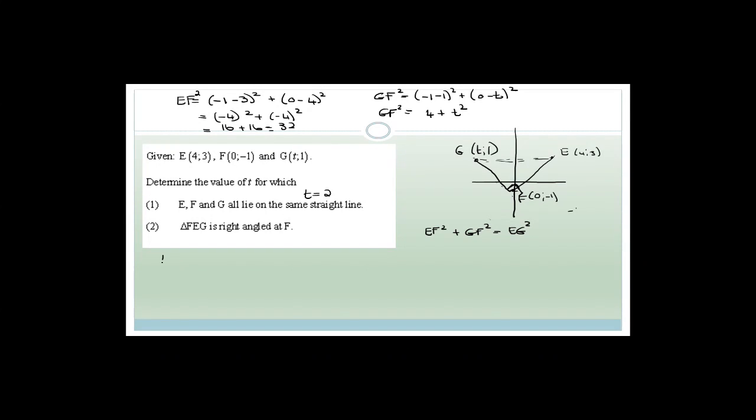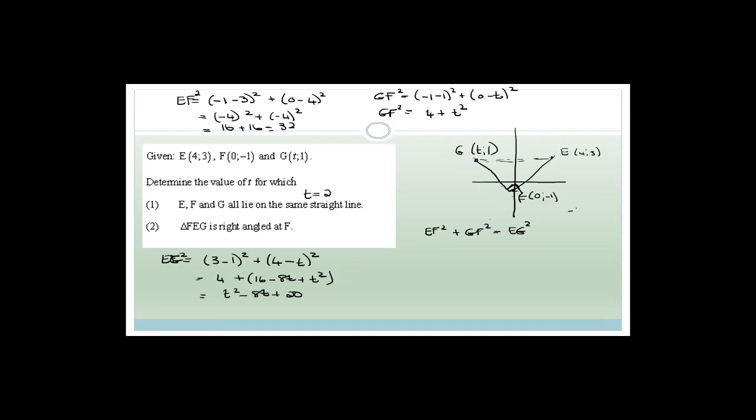So EG squared, I'm going to write it down here, is equal to y2 minus y1. Again, it's going to be 3 minus 1 squared plus 4 minus t all squared. So 3 minus 1 is 2, 2 squared is 4, plus 4 minus t squared. We have to multiply it out, so it becomes 16 minus 8t plus t squared. Now this is equal to t squared minus 8t plus 16 plus 4, which is plus 20. So that is that.